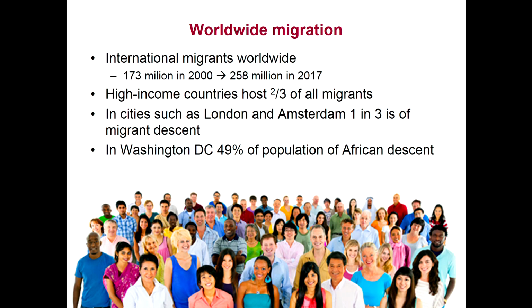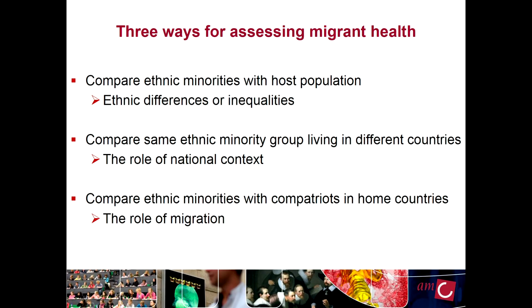High-income countries host about 2/3 of all migrants, and in large European cities such as London and Amsterdam, 1 in 3 is of migrant descent. Of course, the US is also highly ethnically diverse. Here in Washington, D.C., 49% of the population is of African descent. So there's clearly a need to assess migrant health, and there's 3 main ways for doing this.